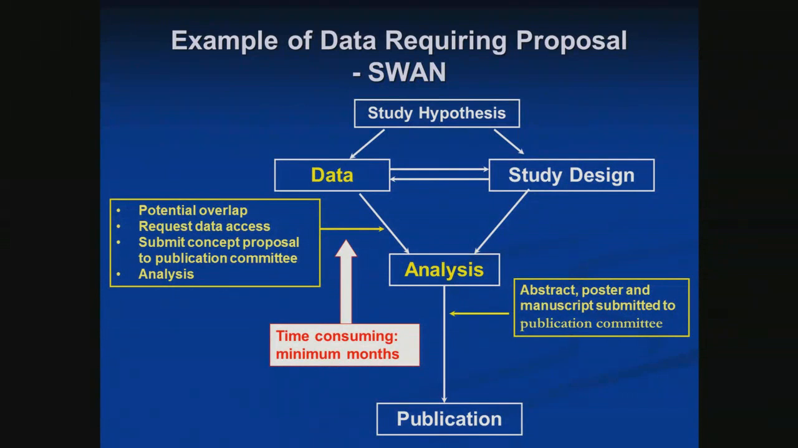I'm just going to point out the differences in how you would go about it. You'd go about the same thing, right? Study hypothesis, setting up your data, making sure you understand the data set, and we'll talk more about what to look out for with secondary data. The difference, in yellow here, is that you want to look at potential overlap with other proposals that had been sent to SWAN.